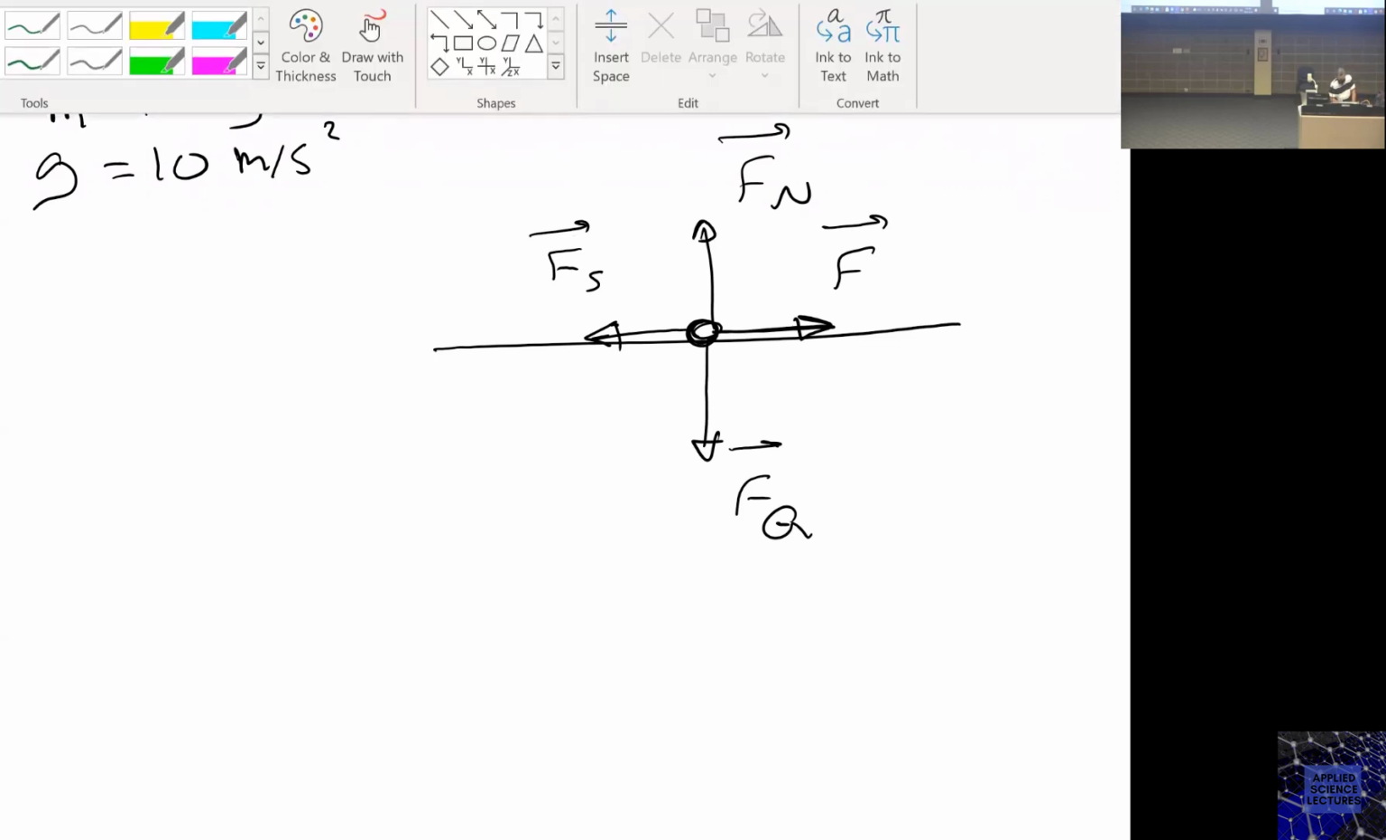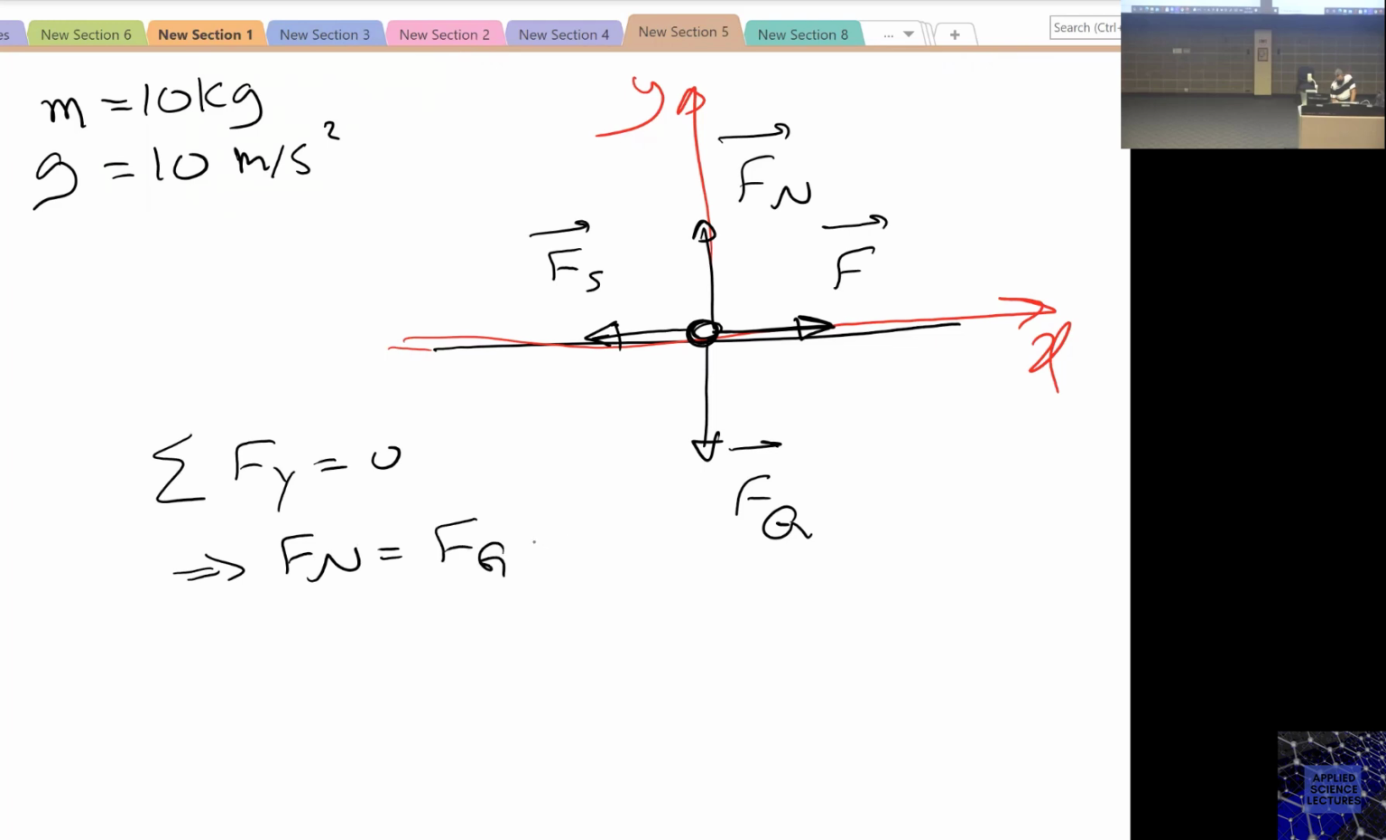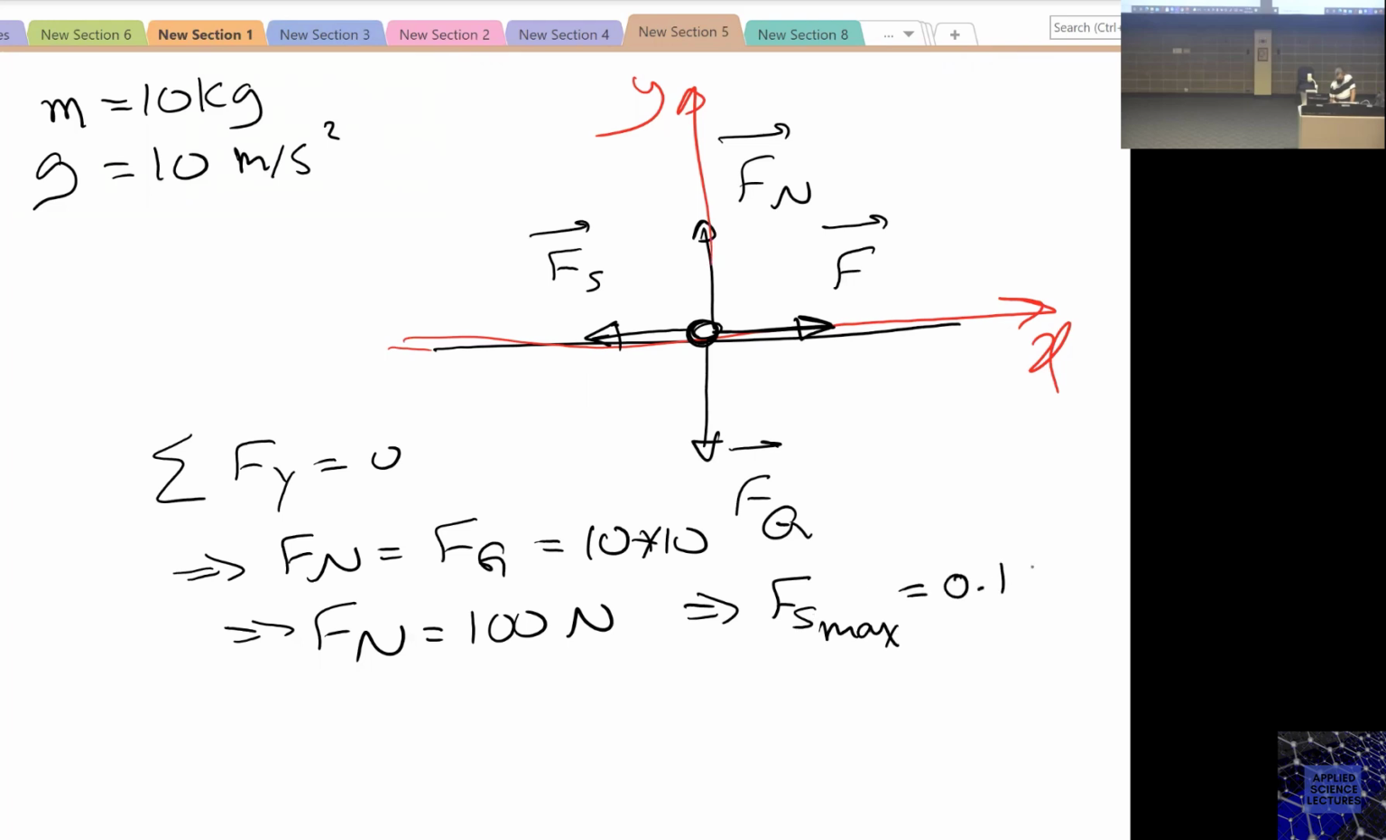So if I put my coordinates here, x and y, and apply Newton's first law, I get here Fn equals Fg, 10 times 10, Fn is 100 Newton. Then Fs maximum is μs, 0.1, times 100. Fs maximum is 10 Newton.